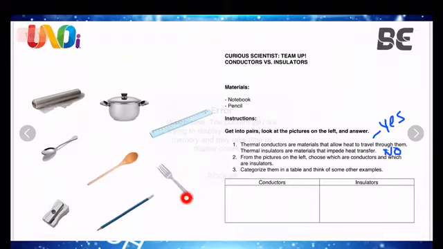From the pictures on the left, choose which are conductors and which are insulators. Categorize them in the table and think of some other examples. So that means that we have to write down these materials in this chart, in this table, okay? Remember that thermal conductors let the heat travel, and thermal insulators impede the heat transfer. They don't let the heat pass, okay?